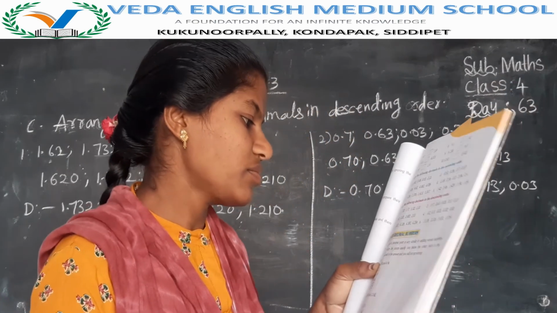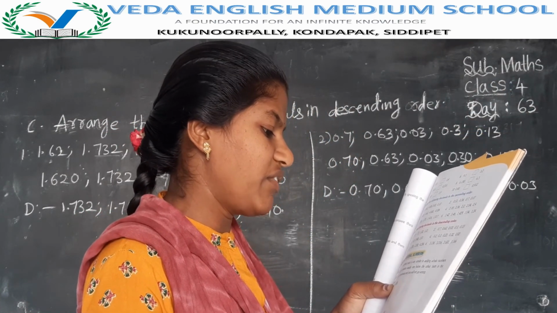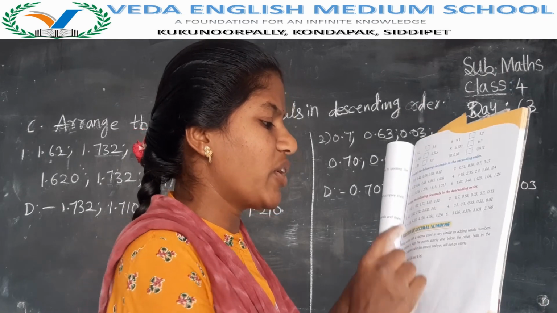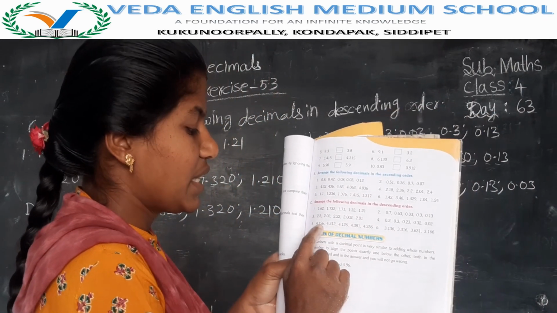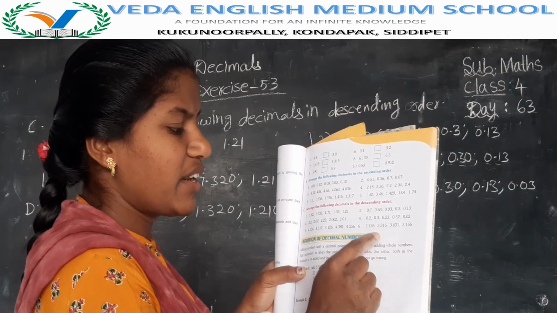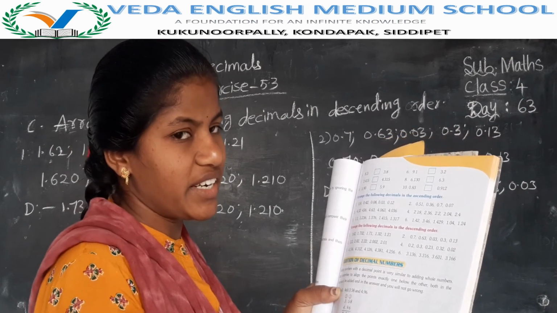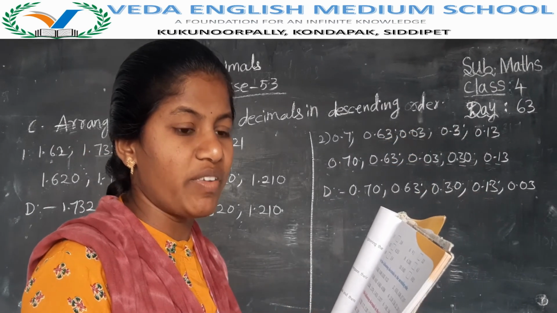So 3 and 4, for the third problem and fourth problem we have to convert. For fifth and sixth there is no need to convert because they are already given in like decimals only. 3 decimals: 3, 3, 3, 3. Here also 3 decimals are there. No need to convert. Just write as it is, compare the numbers and write in descending order. That means big to small we have to write.